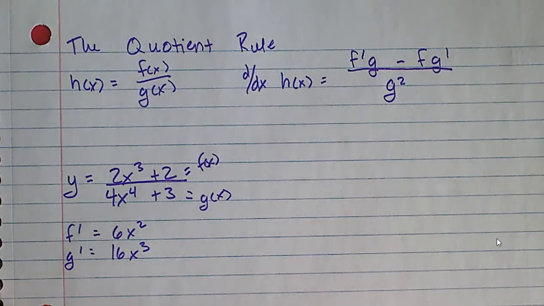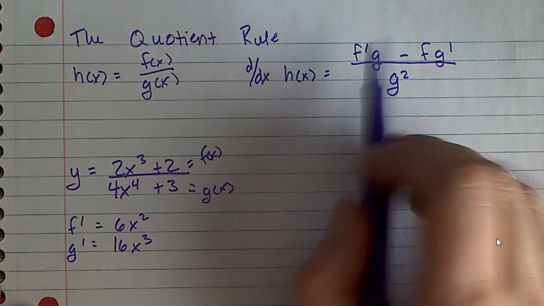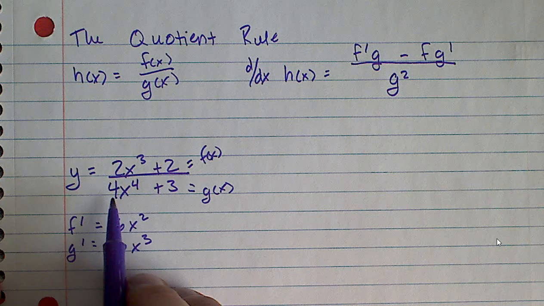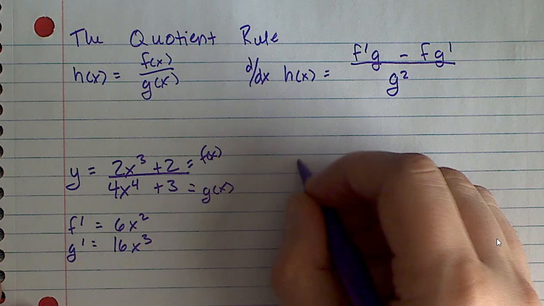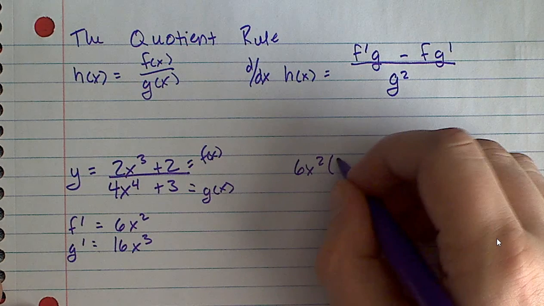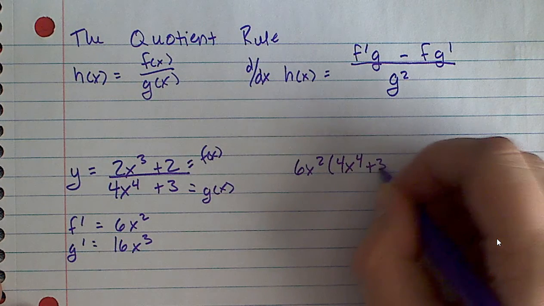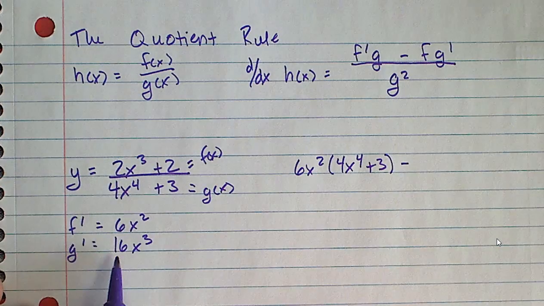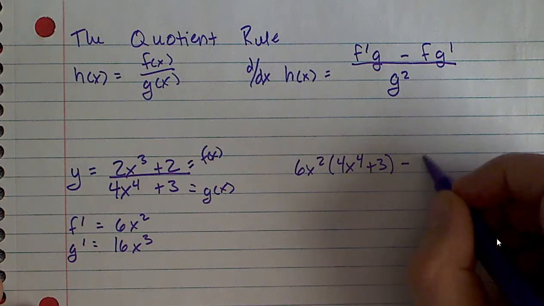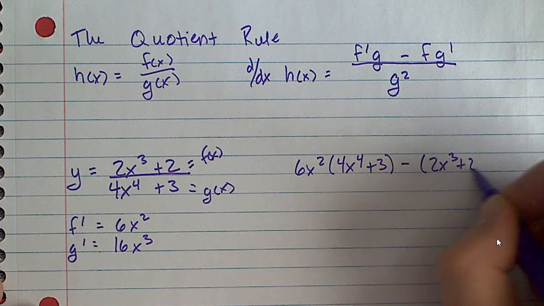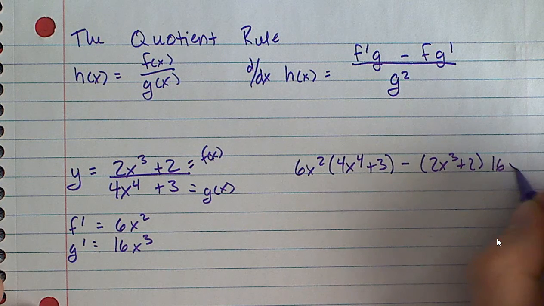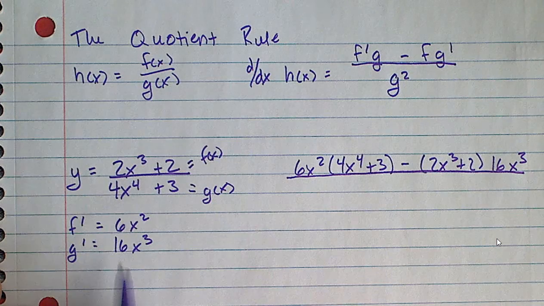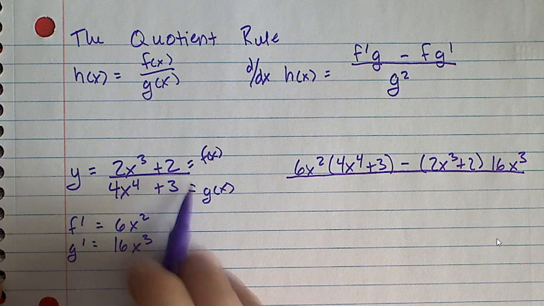Now, plugging this into the quotient rule up here, I'm going to do f prime times g, so 6x squared times 4x to the fourth plus 3. And then I'm going to subtract from that all of f times g prime. So this is going to be 2x to the third plus 2 times 16x to the third. And then this is all over g squared. So 4x to the fourth plus 3 quantity squared.